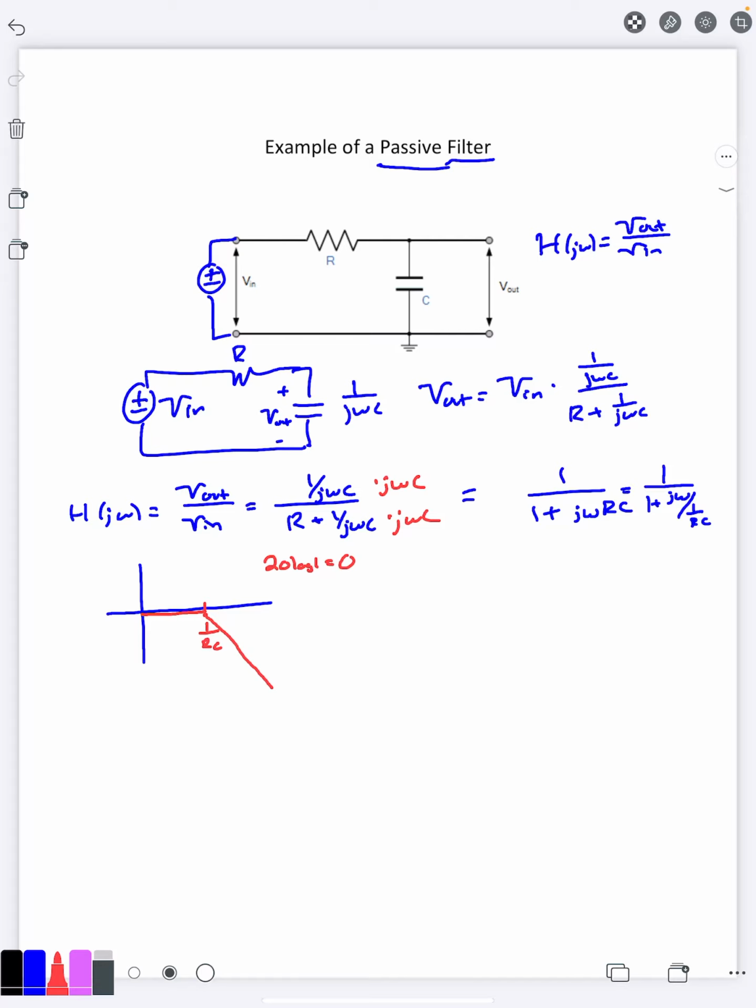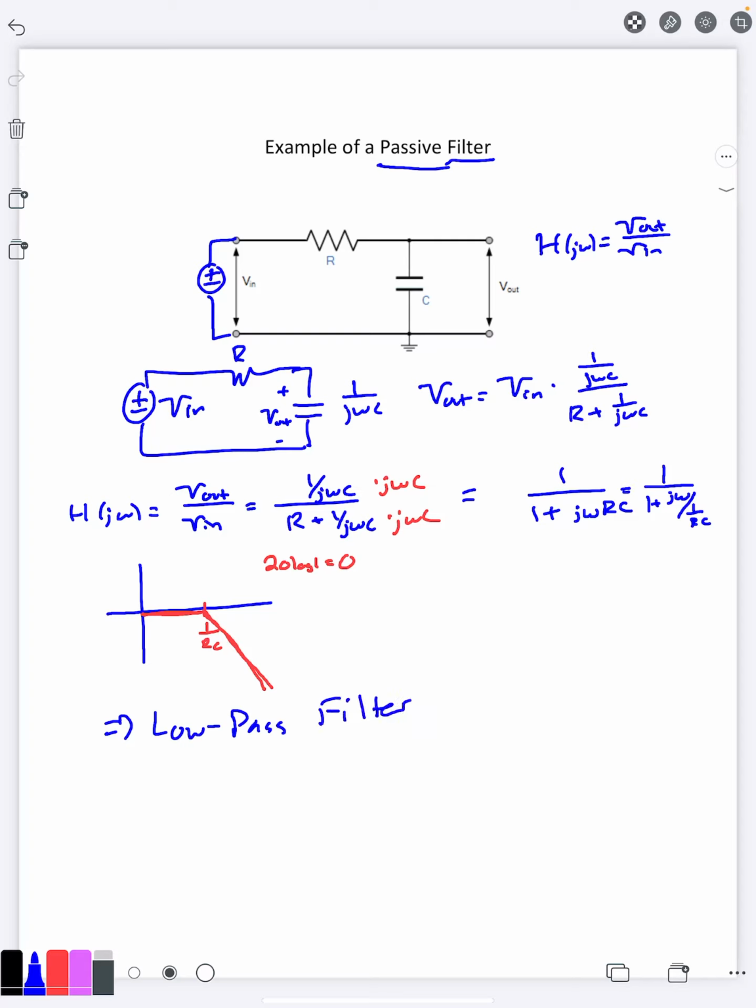Now you see here, for low frequencies before this value 1 over RC, that's where the high point of my graph is. And after we get past the 1 over RC, it's going to go downwards, getting worse and worse output in that case. So what this circuit does is allow low frequencies to go through, but high frequencies will get attenuated. So this means this circuit is a low pass filter.